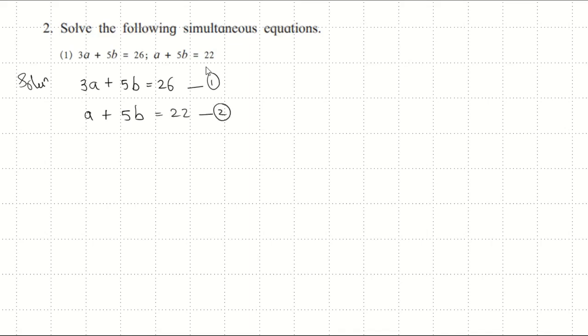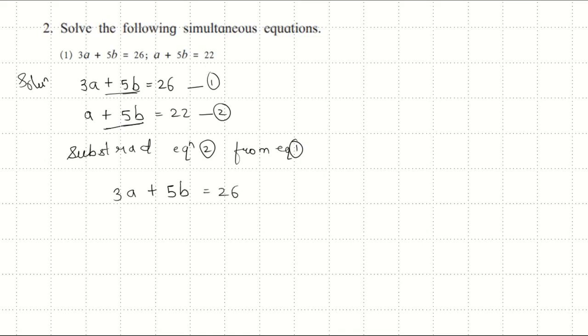Here both the equations have a similar 5b. Also they have similar signs, plus 5b and plus 5b. So we will try subtracting the equations. Subtract equation 2 from equation 1. 3a + 5b = 26 minus a + 5b = 22.